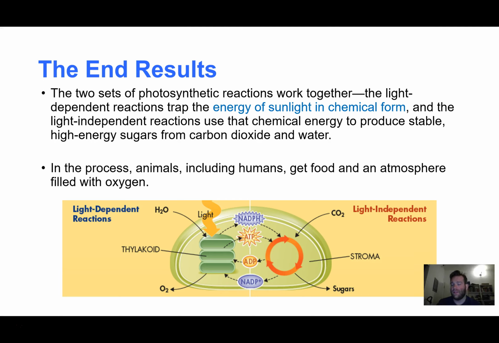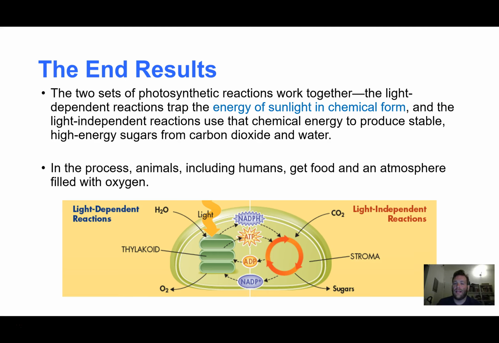So let's just summarize photosynthesis as a whole. The two sets of photosynthetic reactions are going to work together. You have the light independent reactions and light dependent reactions. The light independent reactions rely on the light dependent ones to give them the energy they need to occur. Okay. So what's going to happen here is that by trapping the energy from the sun, we can convert it into a form of chemical energy that we can use. So chemical potential energy that we can use later.